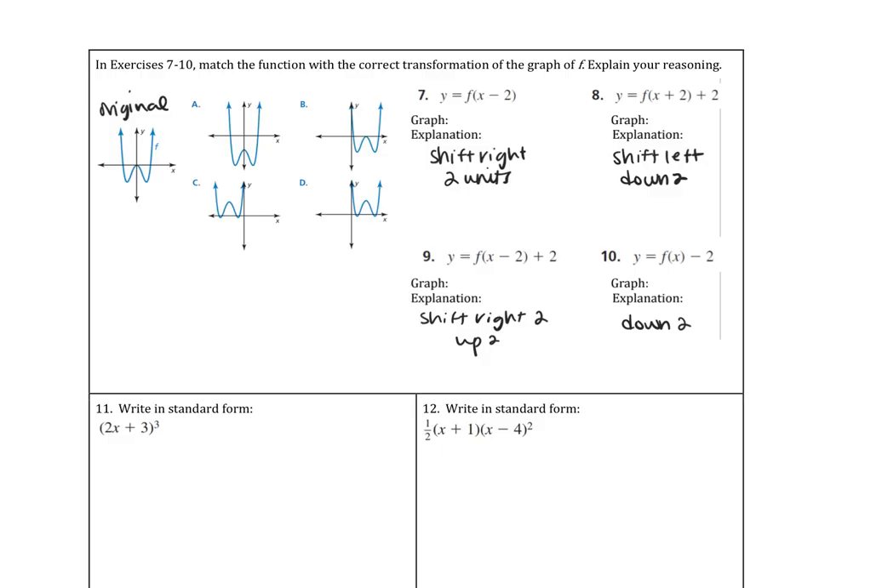So let's look for the one where we shift right 2 units. So this particular graph, we're just shifting right 2 units. That looks like it would be B. Another option is we keep the graph exactly where it is and we just shift down 2 units. That would be number 10 and C.